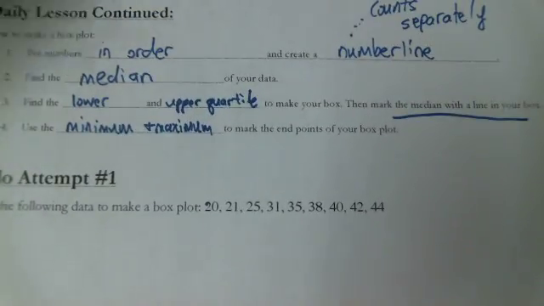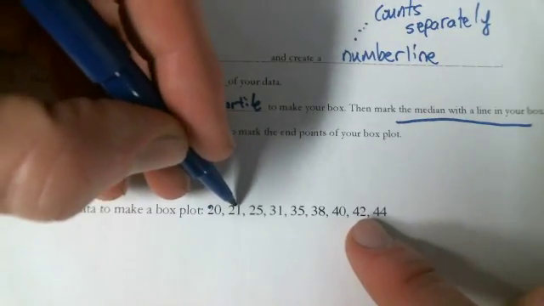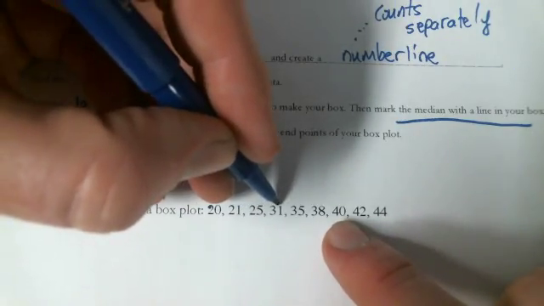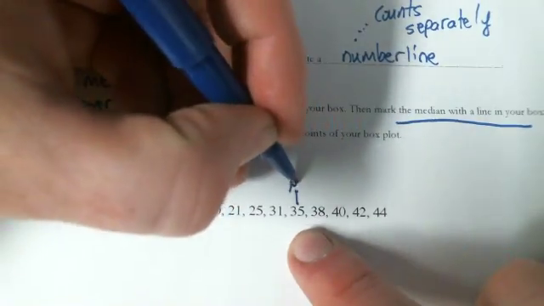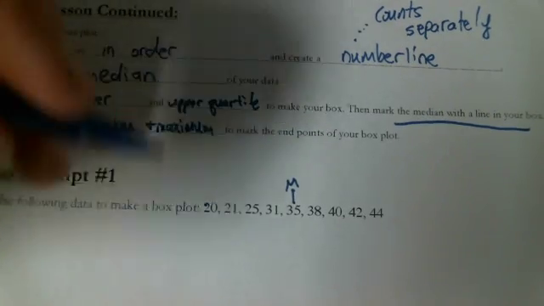We should start by finding the median. So let's work our way in here one at a time, as I so often have trouble doing. And we land right on 35. So there's our median. And now for our lower and upper quartile.